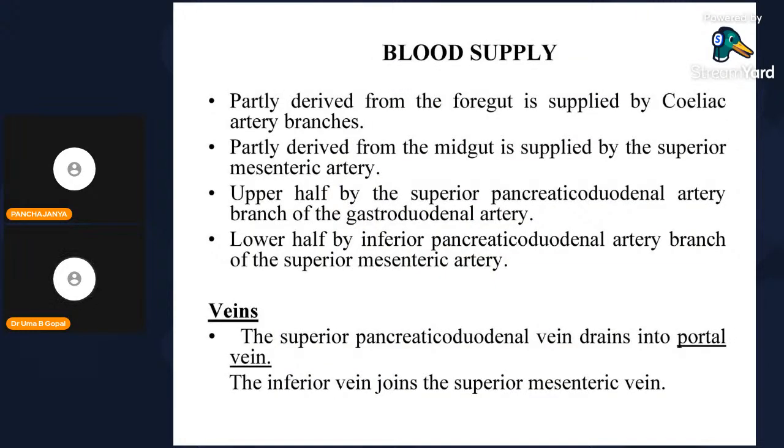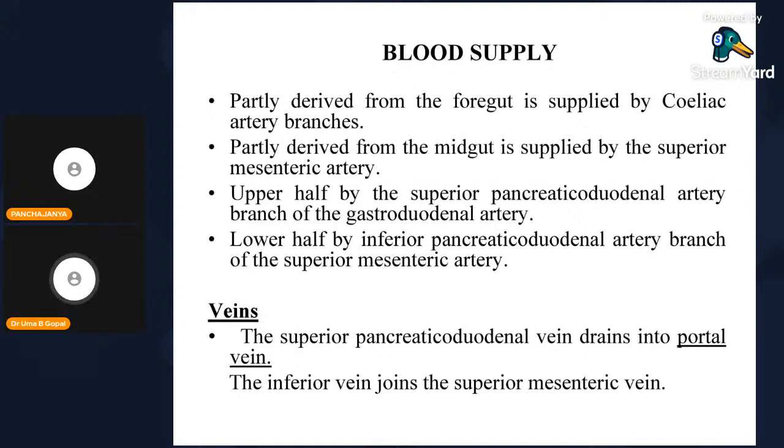Blood supply is partly derived from the foregut. I told you the celiac trunk will give out the common hepatic. Common hepatic will give out the gastroduodenal. From gastroduodenal, the superior pancreaticoduodenal artery emerges. The superior mesenteric artery supplies the midgut part, and the celiac artery supplies the foregut part. Upper half is from the superior pancreaticoduodenal, lower half by the inferior pancreaticoduodenal artery, which is a branch of the superior mesenteric artery.